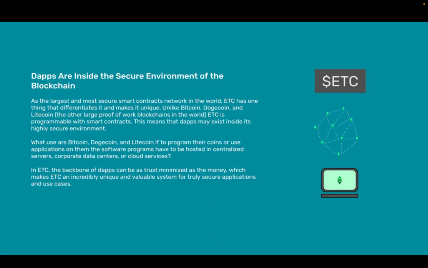As the largest and most secure smart contracts network in the world, ETC has one thing that differentiates it and makes it unique. Unlike Bitcoin, Dogecoin, and Litecoin, the other large proof-of-work blockchains in the world, ETC is programmable with smart contracts. This means that dApps may exist inside its highly secure environment. What use are Bitcoin, Dogecoin, and Litecoin if to program their coins or use applications on them, the software programs have to be hosted in centralized servers, corporate data centers, or cloud services? In ETC, the backbone of dApps can be as trust minimized as the money, which makes ETC an incredibly unique and valuable system for truly secure applications and use cases.